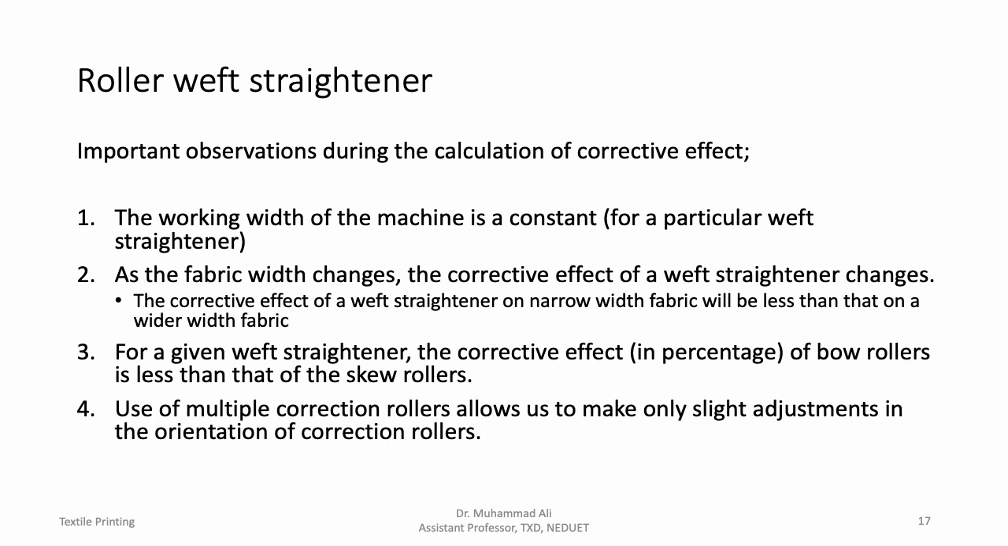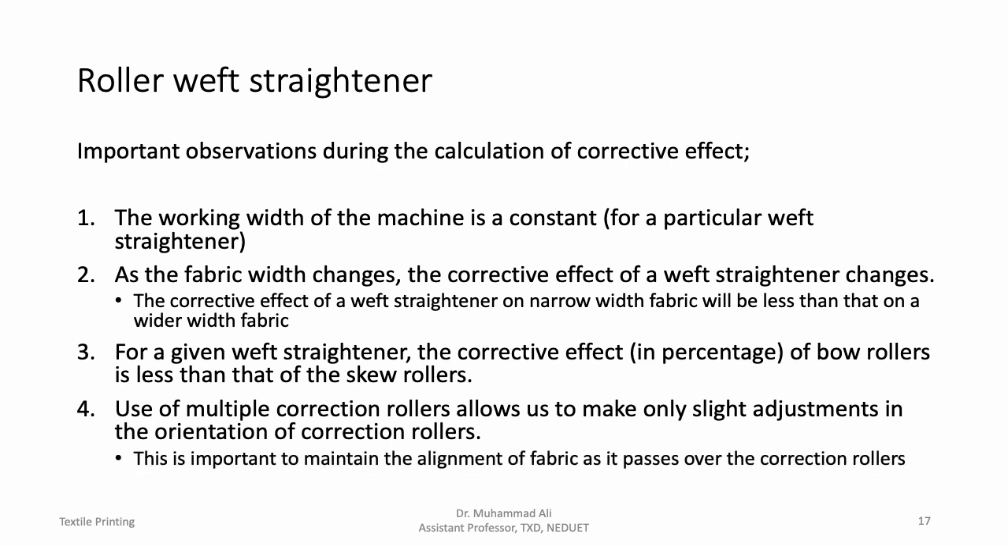So of course, in order to ensure that the incoming distortion in the fabric is completely removed, a logical choice is to provide multiple correction rollers on the machine. Another advantage that we get if we use multiple bow and multiple skew rollers in a weft straightener is that individually each of these rollers has to be adjusted only slightly. This is particularly important to maintain the alignment of the fabric as it passes over the correction roller.